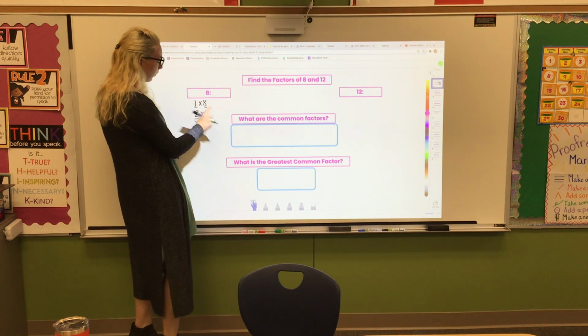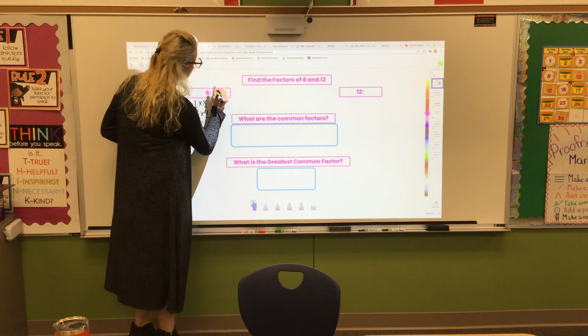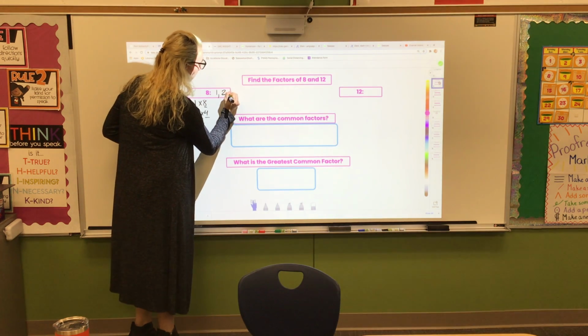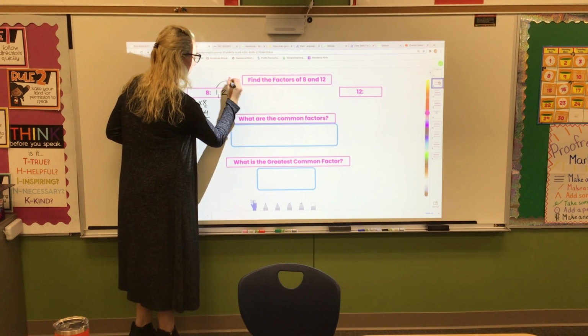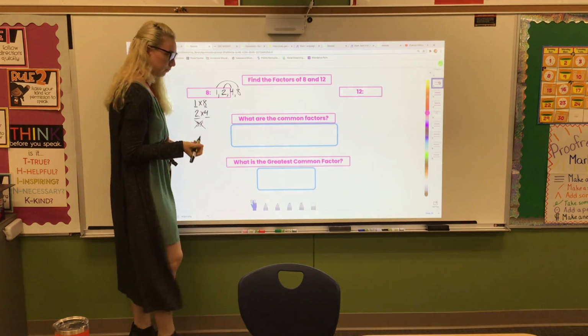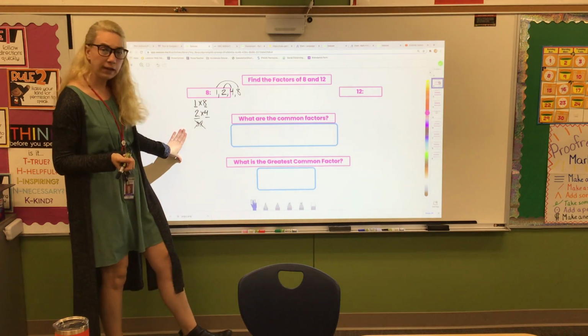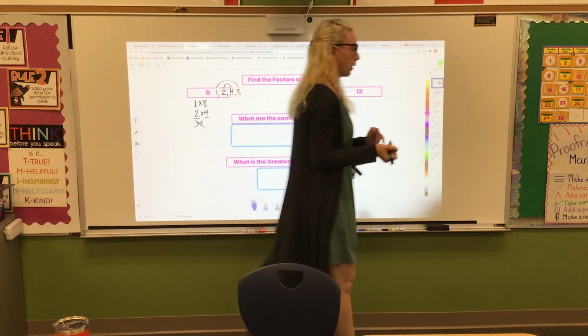And remember, even though we write them like this first, we like to write them like this so that we can see the nice little rainbow. Because the 1 goes with the 8 and the 2 goes with the 4. Okay? So we did our factoring of 8. Let's go over and factor our 12.